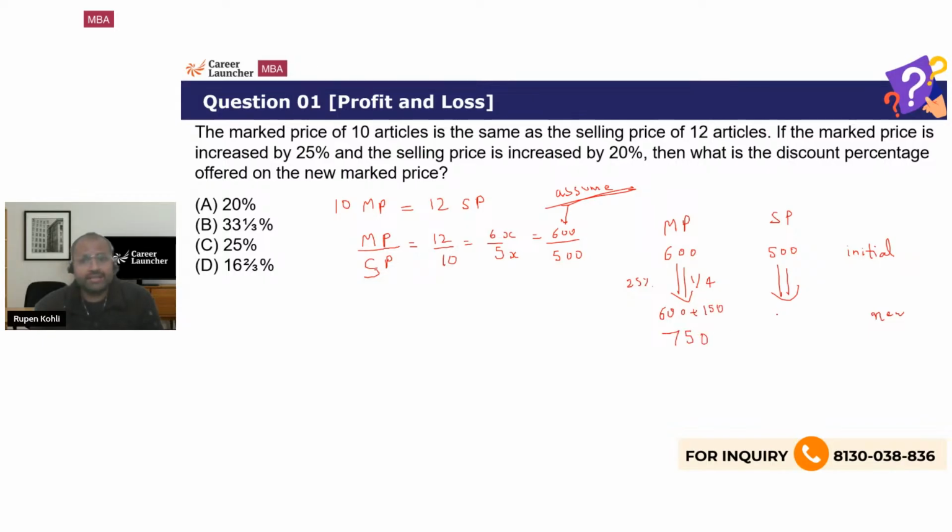What happens to the selling price? It is also increased by 20%, which is 1 by 5. What is 1 by 5 of 500? Simply 100. So 500 plus 100, that is 600. What is the discount percentage offered on the new mark price? So going from 750 to 600, what is the percentage decrease? Discount is the percentage decrease that happens on the mark price. So that's a decrease of 150 on the base value of 750. So that's simply a 20% discount, 1/5. That's it, done.